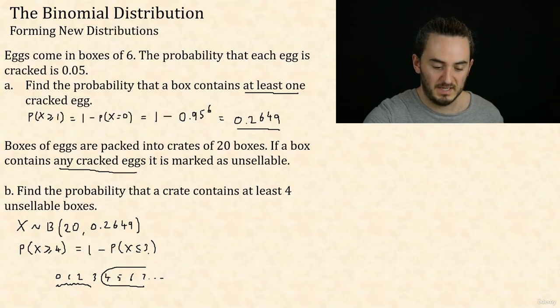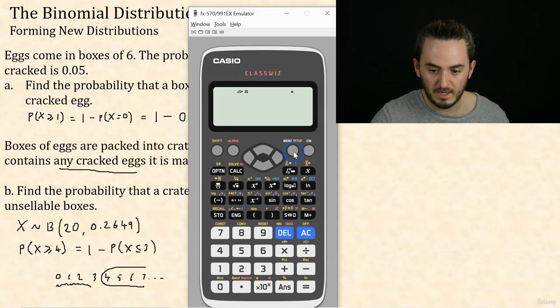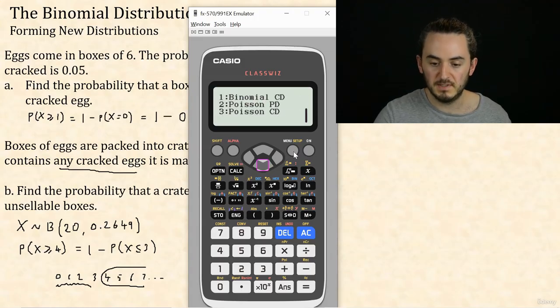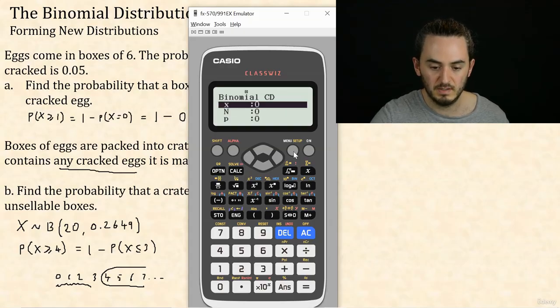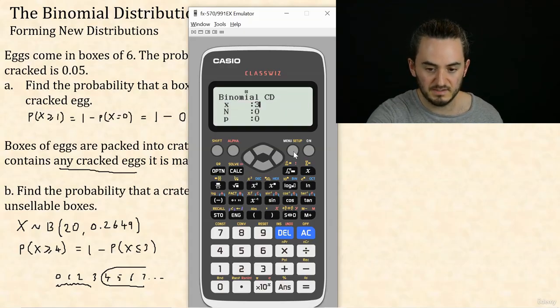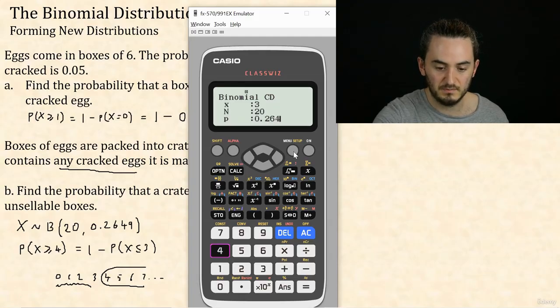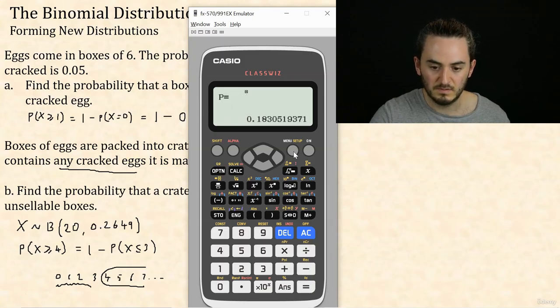So over to my calculator now, and we're going to go to our menu and go to the distribution mode. It's binomial cumulative, not the probability distribution, so binomial CD. We want variable as always. Now it's 3 because it's less than or equal to 3. N is 20 because there are 20 boxes in the crate. P is 0.2649 because that's the probability of each box being unsellable. So there's our answer. What we need to do is 1 minus that. So that's 0.18305.